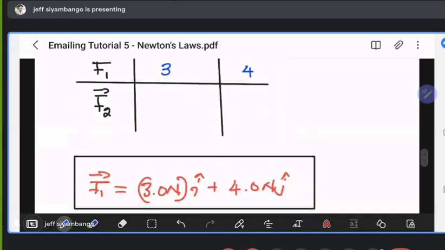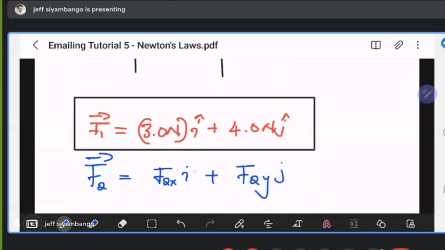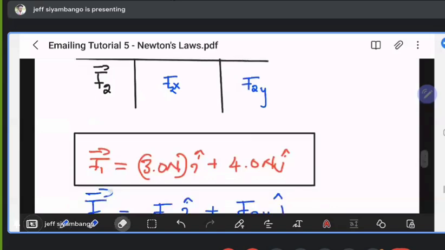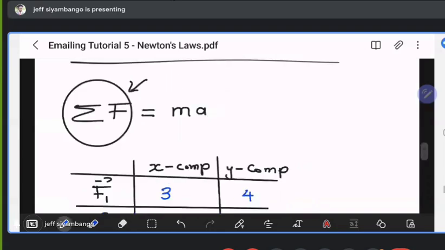So I've got that. But for F2, I know F2 will also be in this form. F2 will be such that I have F2 in X, I'll put I here, plus then I have F2 here as well, but in the Y axis, and I'll put J. This will be how F2 will look. But since I don't know what it is, I'll put F2x here, and I'll put F2y here. So this is what F2 will look like. I don't know what it is for now, but that's how it will look.